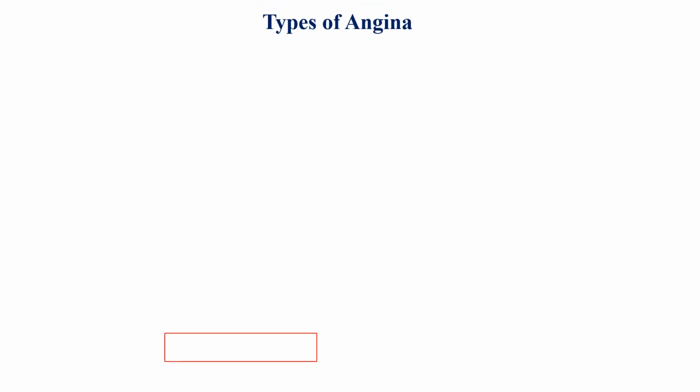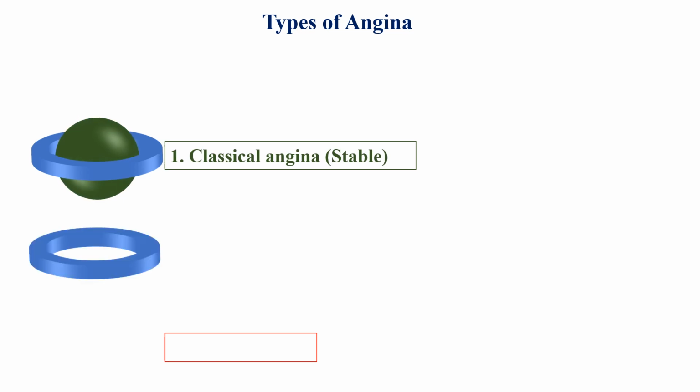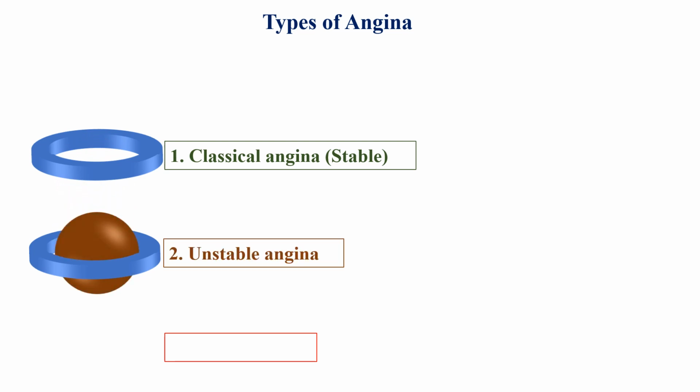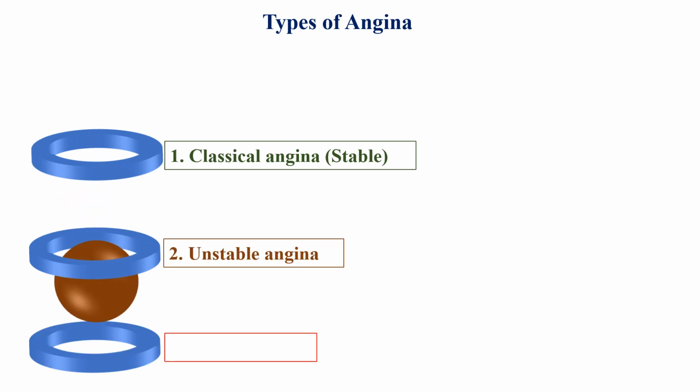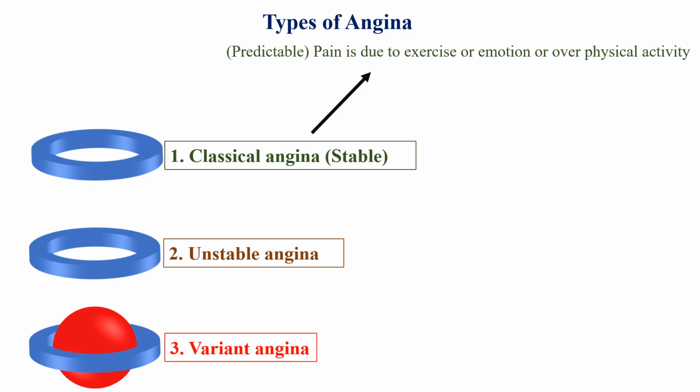Types of angina. Angina can be classified into classical angina or stable angina, unstable angina, and variant angina. Let us understand one by one. Classical angina is predictable. We can predict its occurrence because here pain is due to exercise or emotion or over physical activity.